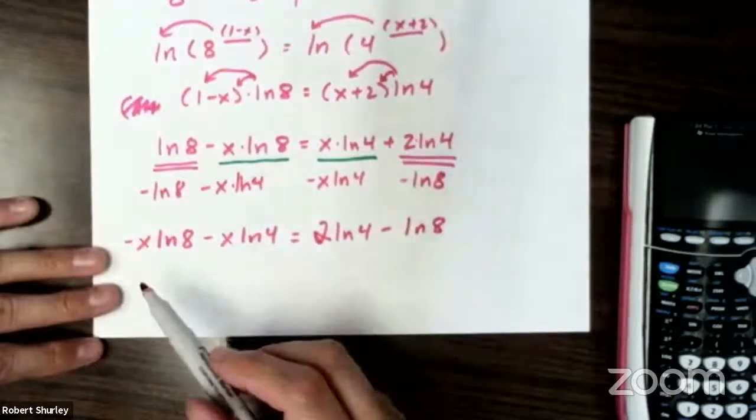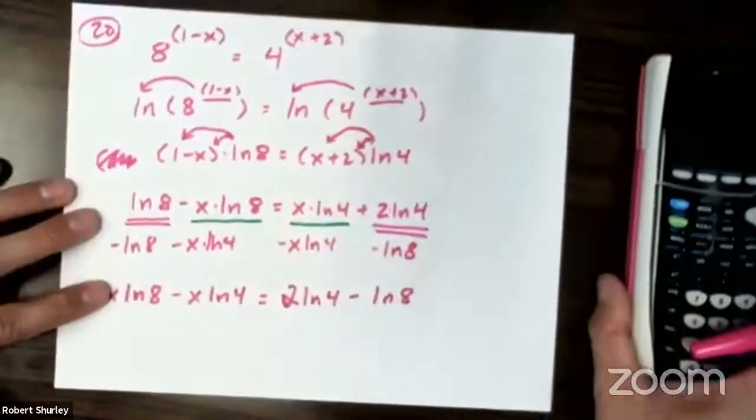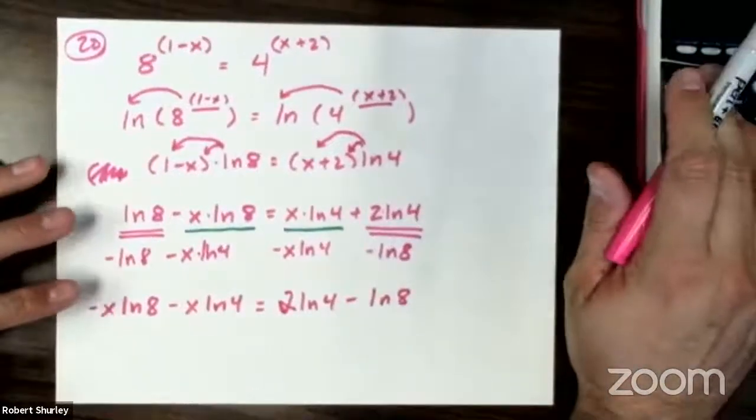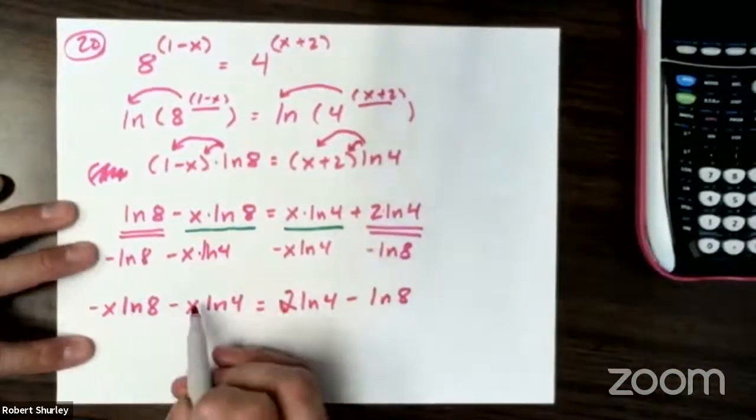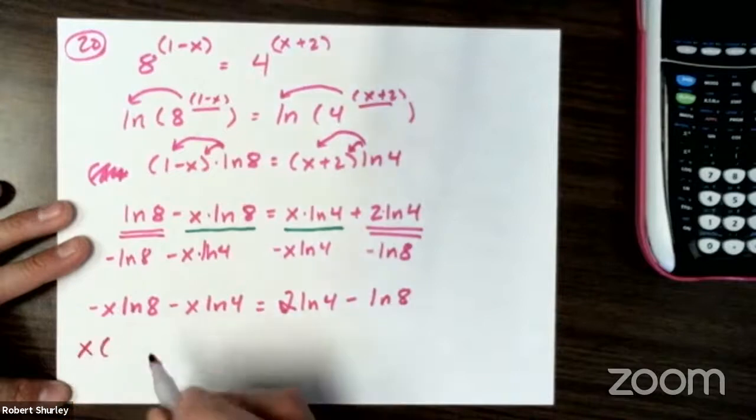But now here's the key part that whenever I have students come ask me about this question that they forget: if we have x's in both these terms, we can factor an x out.